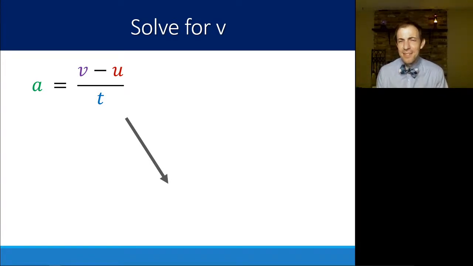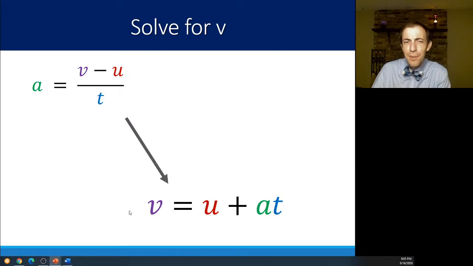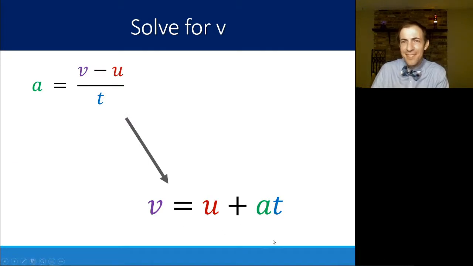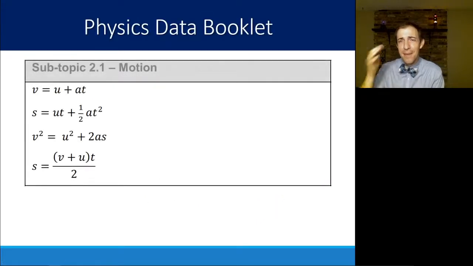If you do this, and it might be useful to do it on a piece of paper, just multiply both sides by t, and then add u to both sides, and you end up with v = u + at. This equation is given to you in your data booklet. This is the first one that shows up.